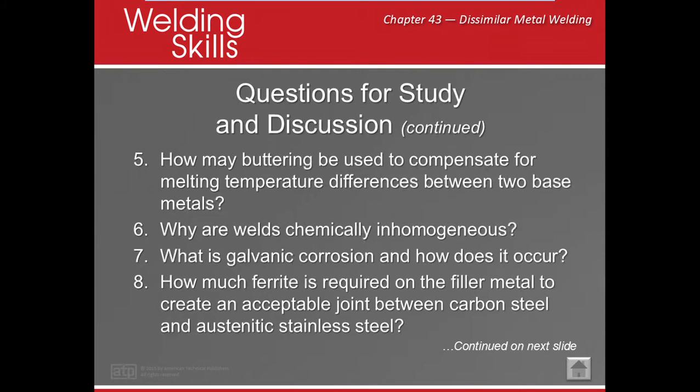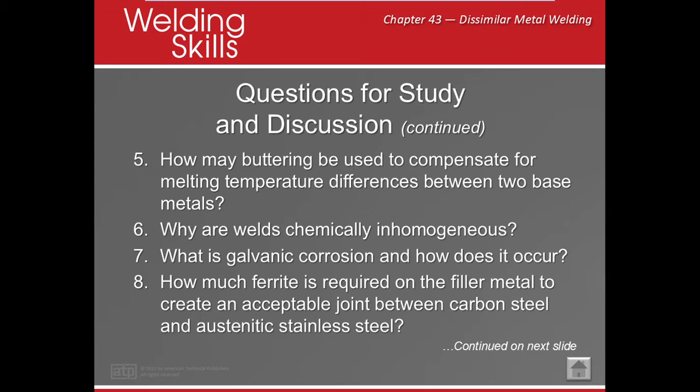All right. How may buttering be used to compensate for different melting temperatures between two base metals, okay? Well, we know that buttering can be used for different coefficients of thermal expansion or melting temperatures. For example, surfacing metal for buttering may have a melting temperature in between the melting temperatures of the base metals. The buttered surface is then ground, right? And we can weld to the other side. This provides a new base metal, and the properties are closer to the other base metal, and it makes it easier, and your weld is successful.